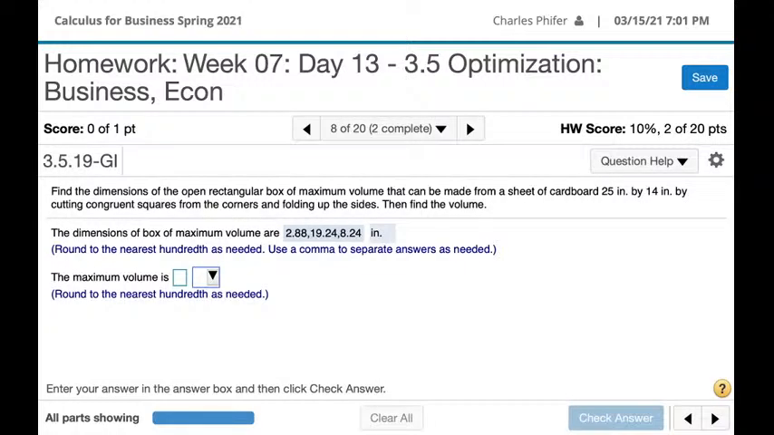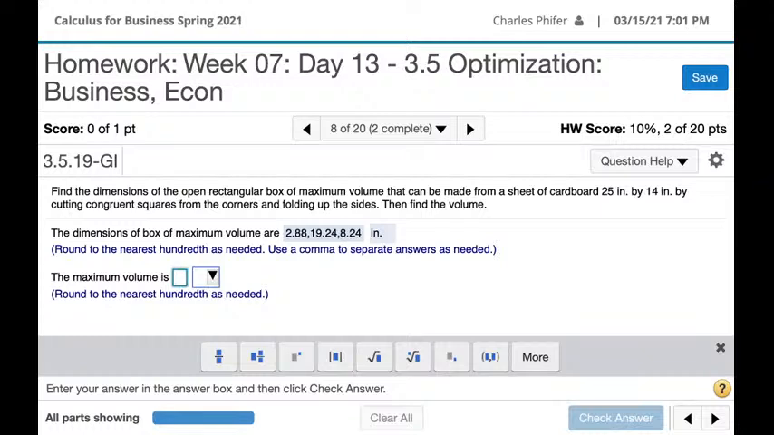So the max volume that we got, and it said nearest hundredth, so that's 2 decimal places. So we're gonna do 59,456.59. That was fun, man. I was gonna feel some way if those numbers were off. It should be inches cubed, and we are good. That was fun, and that was right on time.